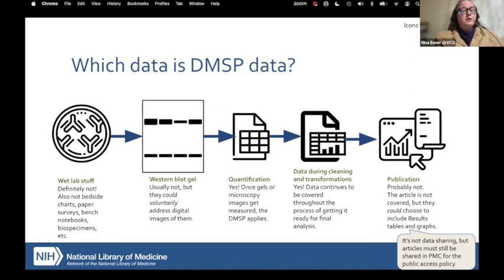After that comes quantification, or the point where they type the measurements into a spreadsheet. As soon as gels, microscope images, anything like that gets measured, if they're typing it into a spreadsheet, database, REDCap form, anything that's digital, that spreadsheet or database collection of numbers is definitely subject to the data management and sharing plan. So as soon as they type it in, they should start thinking about that part being effective.